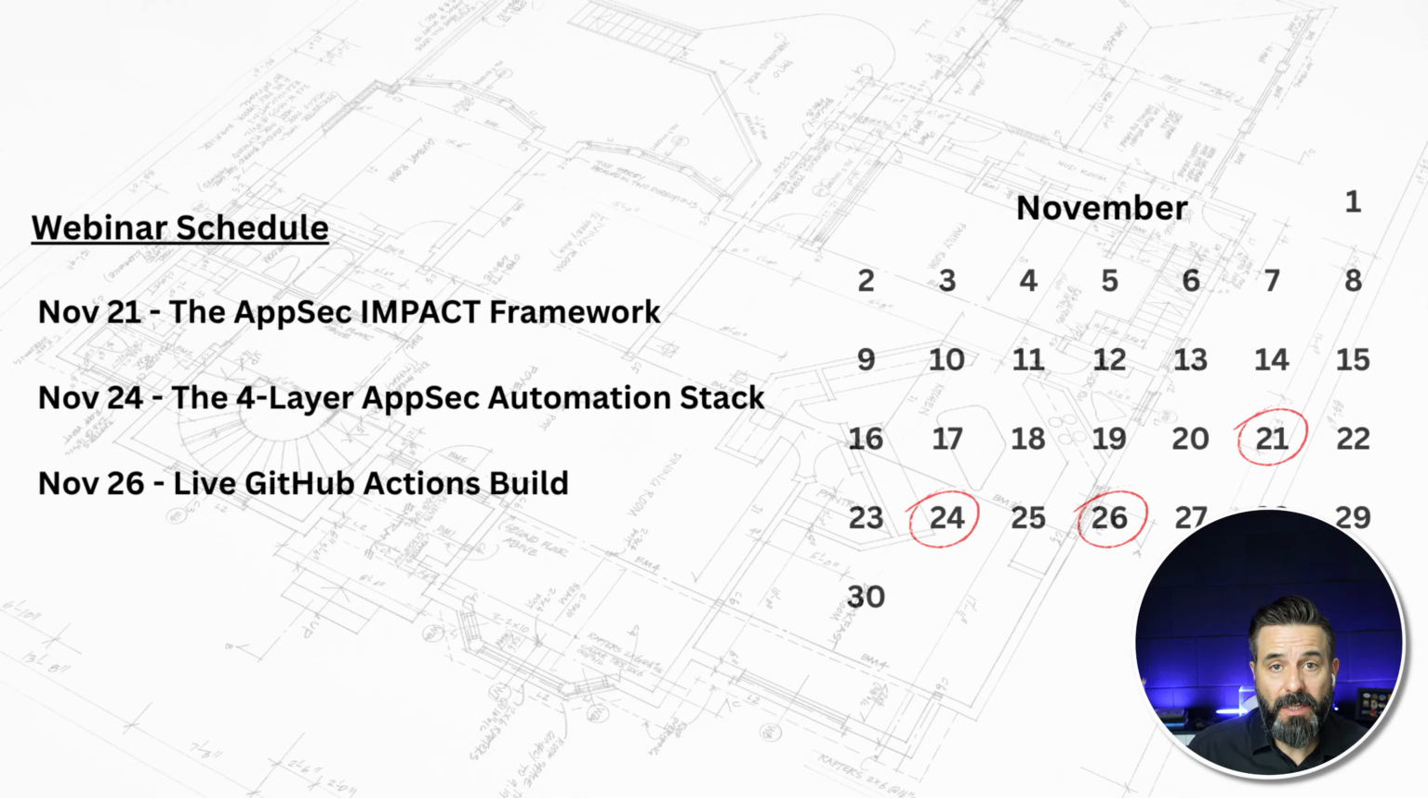Next week on Monday, we're going to talk about the 4-layer AppSec automation stack. This is going to dive into some of the things like the free scan tools, open source and free scan tools that you can start using immediately. And then the final one is next Wednesday, and that's going to be a live GitHub build. So now we're going to take everything that we've talked about over the first 2 and do it live, actually build a GitHub action pipeline that does some scanning and does something that you can use.